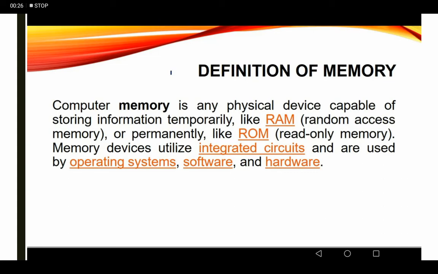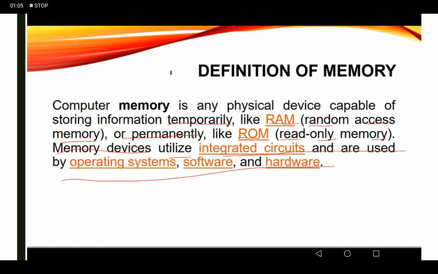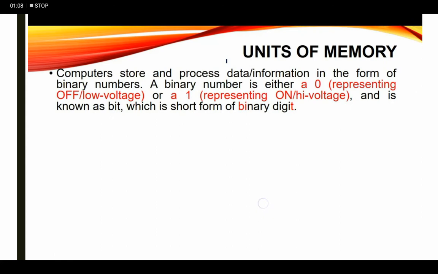So as you can see, the definition of memory. A computer memory is any physical device capable of storing information temporarily, like RAM. It means RAM, full form random access memory, is a temporary memory, while ROM, which is read only memory, is a permanent memory. So there are 2 points. RAM is a temporary memory. RAM stands for random access memory, and ROM is a permanent memory which stands for read only memory. Memory devices utilize integrated circuits and are used by operating system software and hardware. So this is the definition of memory.